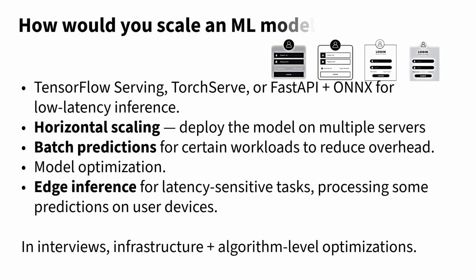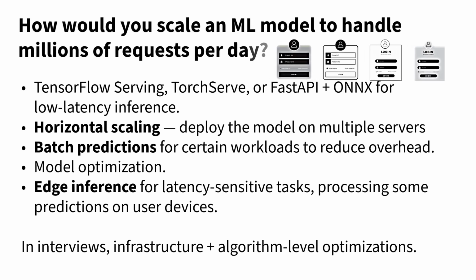How could you scale an ML model to handle millions of requests per day? Scaling an ML model to millions of requests involves a combination of architectural choices and optimization techniques. Use a high performance serving framework like TensorFlow Serving, TorchServe, or FastAPI plus ONNX for low latency inference. Horizontal scaling, which deploys the model on multiple servers or containers behind a load balancer like NGINX or Kubernetes Ingress.